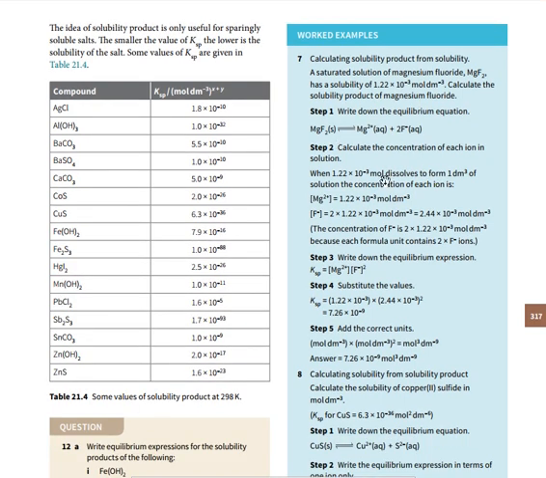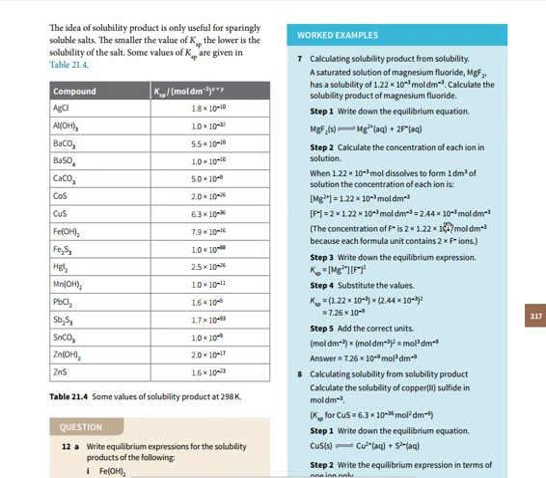In order to calculate this, when 1.22 times that dissolves in 1 dm cube, you are going to have that many moles of magnesium. You see that this magnesium fluoride is going to produce 1 mole of magnesium ion and 2 moles of fluoride ion. This is why the concentration of magnesium is going to be this, and the concentration of fluoride is going to be 2 times the concentration of magnesium fluoride.